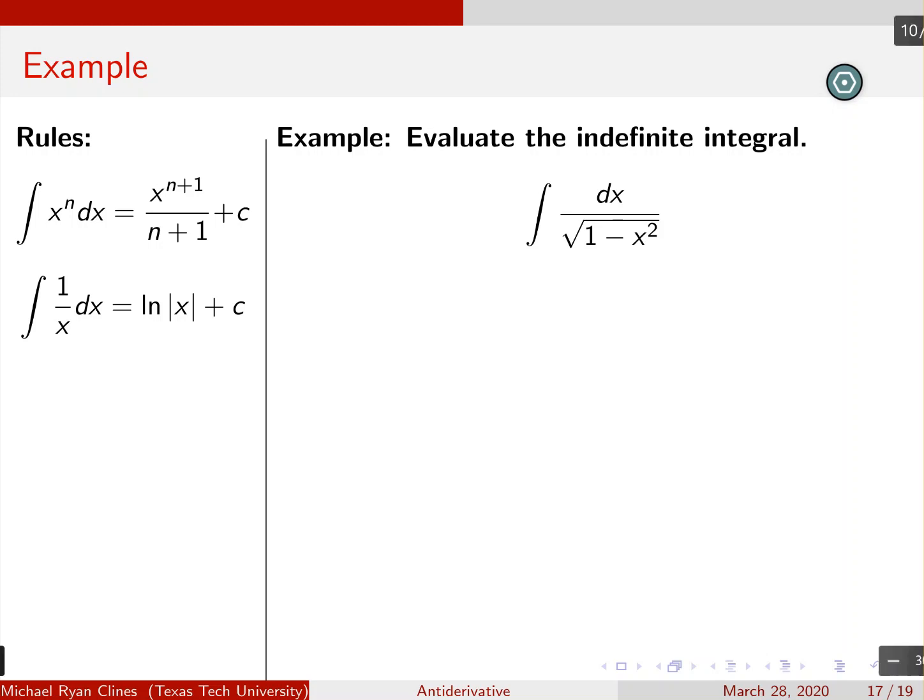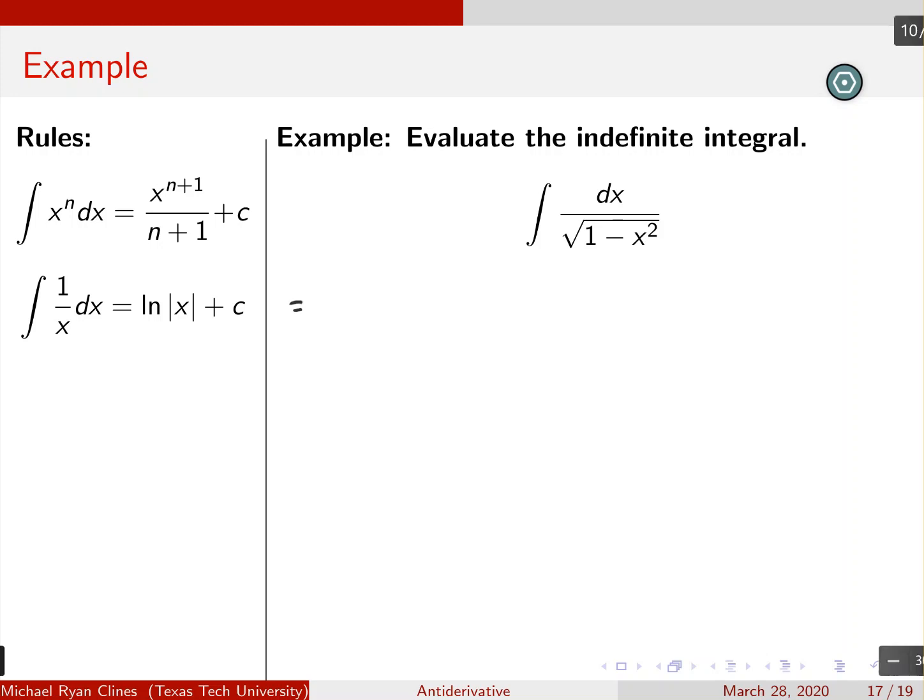Now, let's look at this new problem. The integral of dx over the square root of 1 minus x squared. Now, that just looks awful. We have a fraction, we have a square root, and inside the square root, we have another function. This is just a nightmare for us, okay? This is one of those situations when you look at a problem that's this gross, you need to take a second and relax. Stop and think.